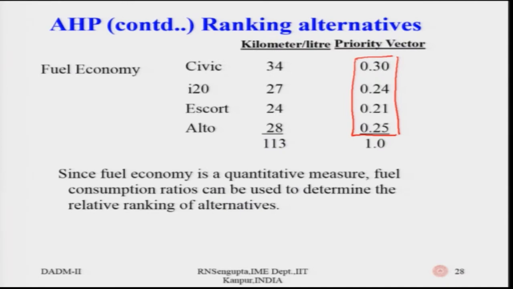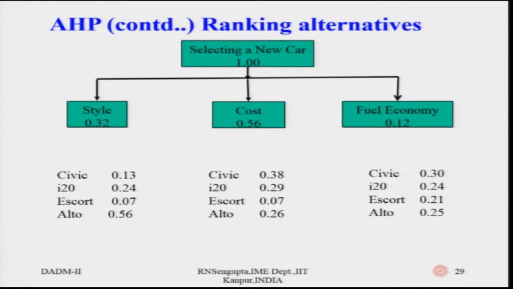The alternatives have been ranked. Now, if you remember, when you were doing the comparison of style, cost and fuel economy, the scores shown in the green box, 0.32, 0.56, 0.12, all add up to 1. Again, the same normalization concept has been used.